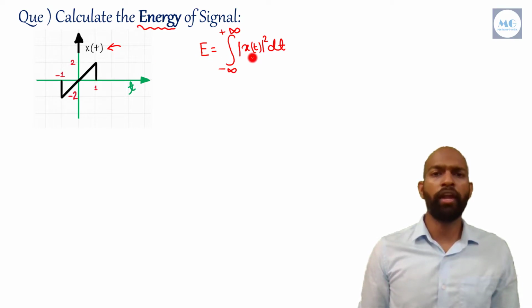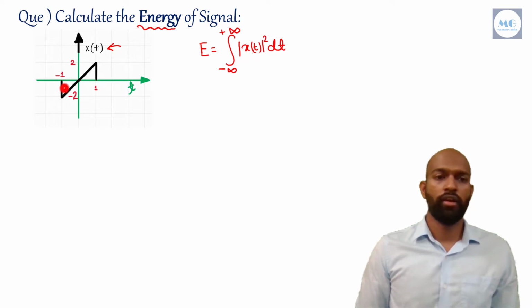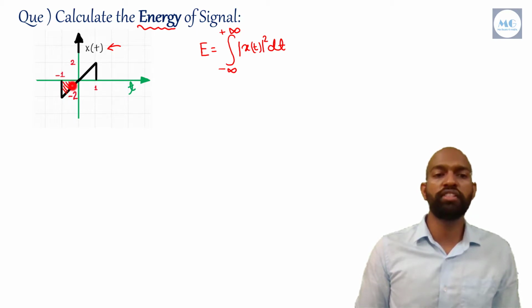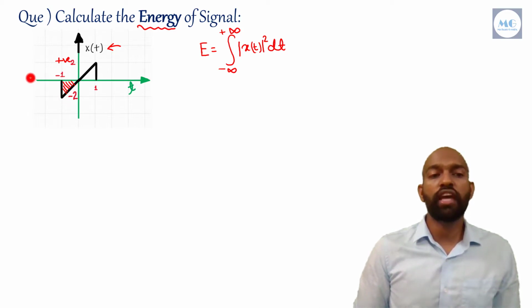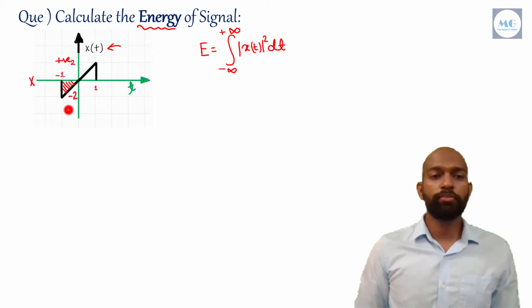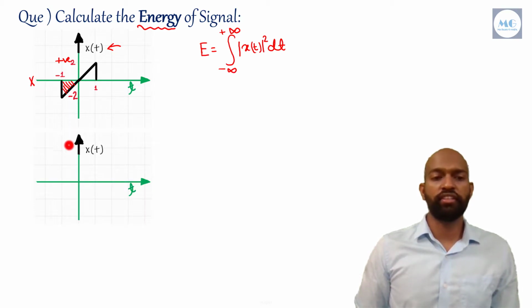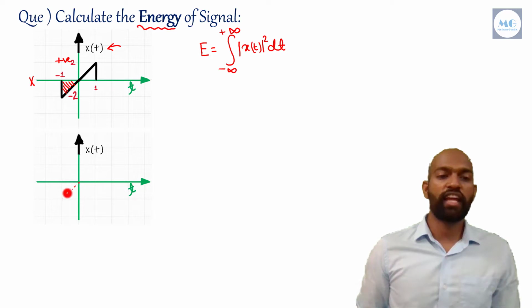So how can we find mod of xt? For this, what we have to do is very simple. We just have to change the negative parts of this signal into positive. How can we do this? By just drawing a symmetrical waveform across the x-axis. This means we can draw it like this, as the signal is like this along the negative y-axis.